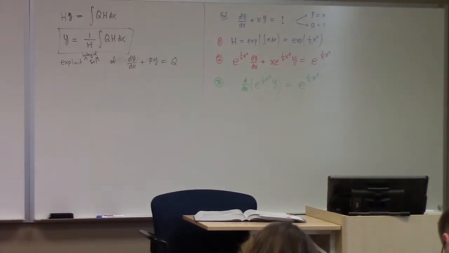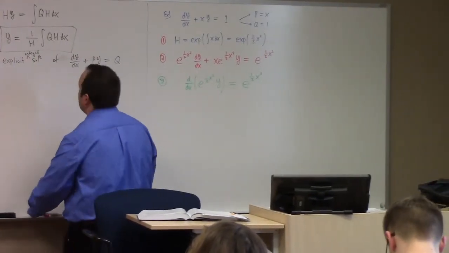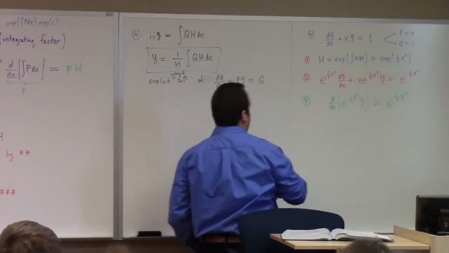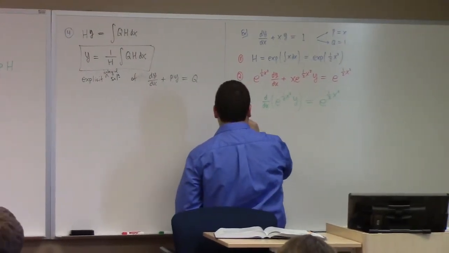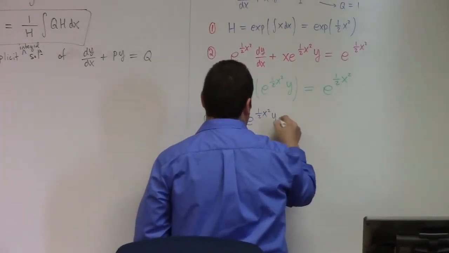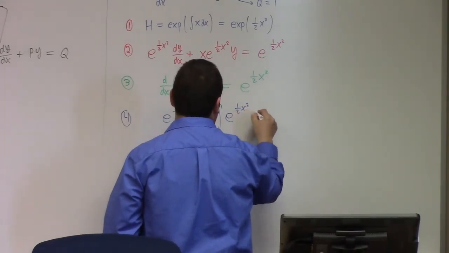Right? Then what? So step 4 is up here, which was to integrate both sides. We have then e to the 1 half x squared y is equal to the integral of e to the 1 half x squared dx.